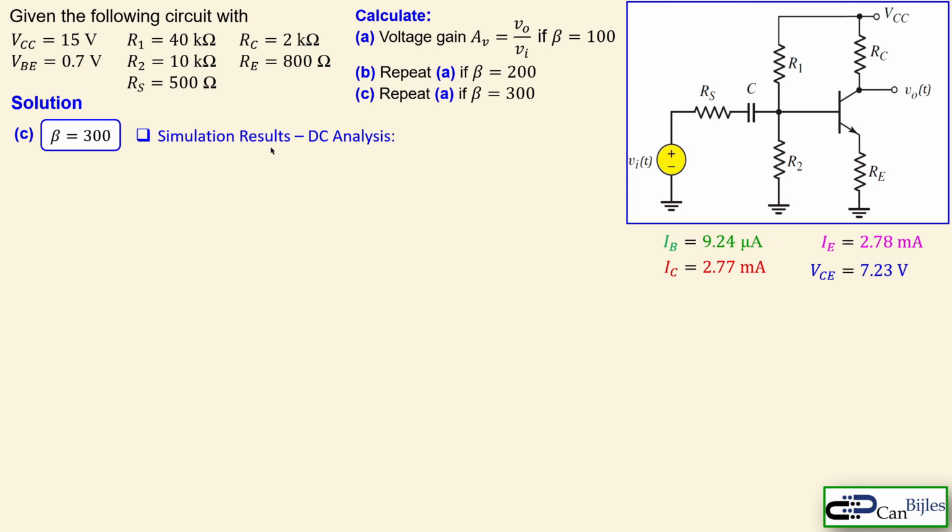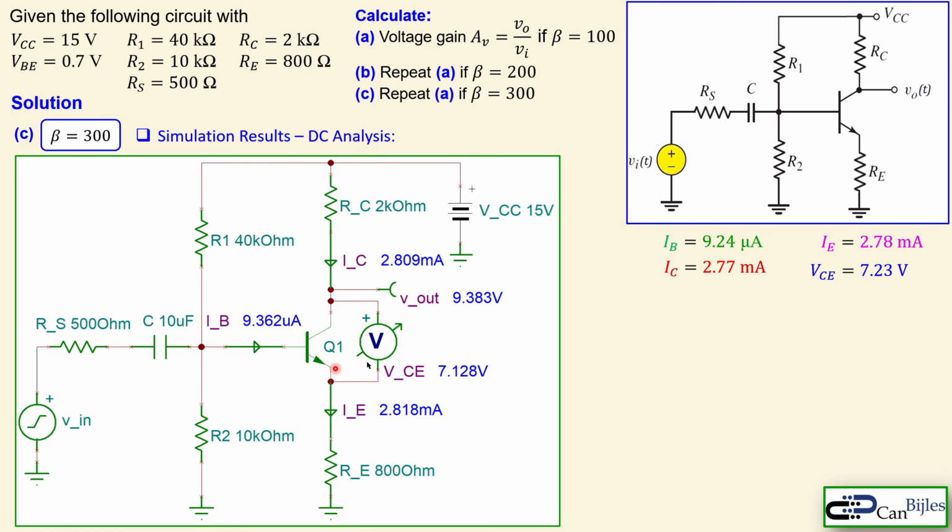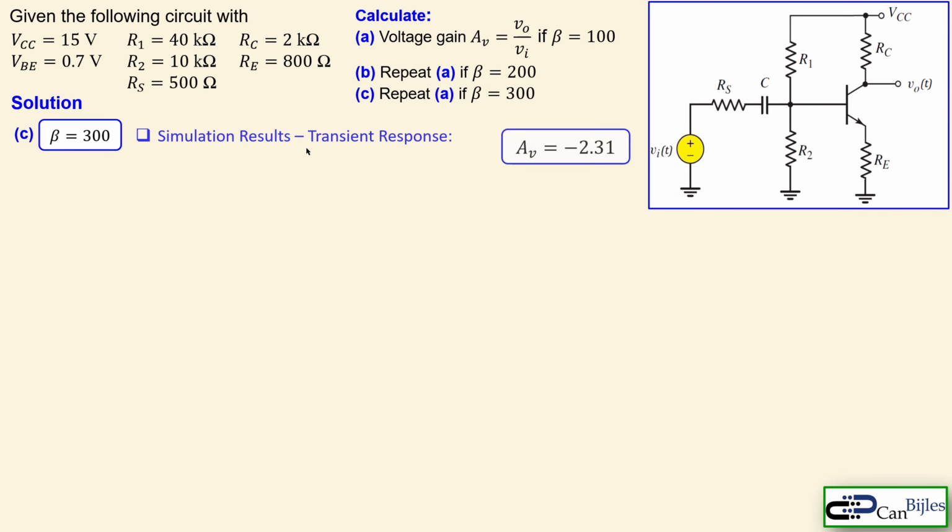Looking now at the simulation results for the beta is 300. First the DC analysis. Again, now the BJT here has a beta of 300 in its model. You see the base current, the collector and the emitter current, and also the collector and emitter voltage. What we have calculated is very close to what we see in our simulation, so that is also confirmed. Now moving on to the simulation results for the transient response.